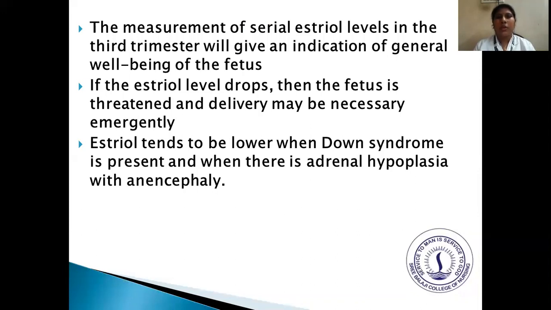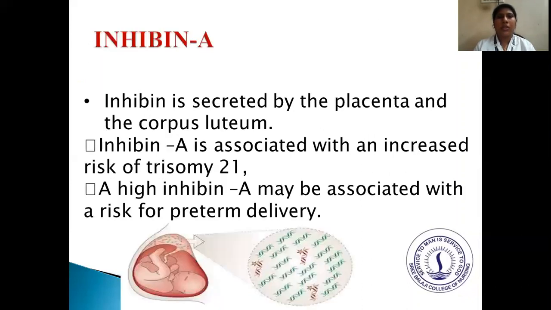Estriol tends to be lower when Down syndrome is present and when there is adrenal hypoplasia with anencephaly. Then inhibin A. Inhibin is secreted by the placenta and the corpus luteum. Inhibin A is associated with an increased risk of trisomy 21. A high inhibin A may be associated with a risk of preterm delivery.